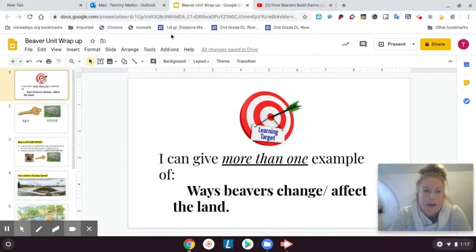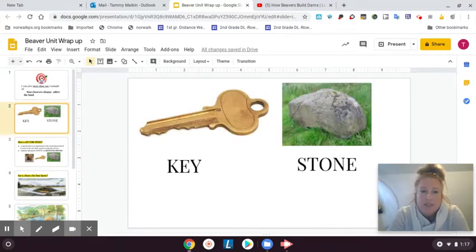Okay. So I'm going to start the lesson by showing you this picture. This is a picture of a key and a stone. You should be saying to yourself, why is there a picture of a key and a stone when we are learning about beavers as engineers and how they affect the landscape? Well, oftentimes scientists call beavers an example of a keystone species. Keys open up and lock your homes in order to keep things safe. Okay? Stones keep things in place. They hold things in place. They are stable. They are strong.